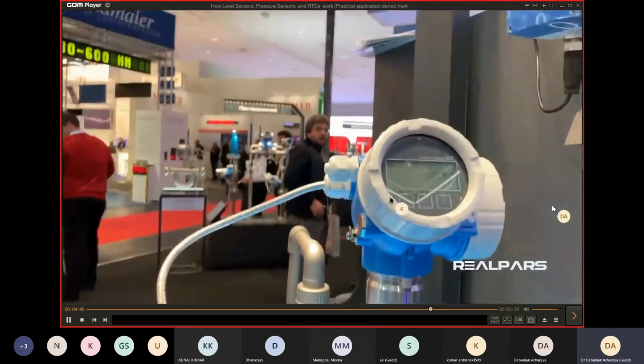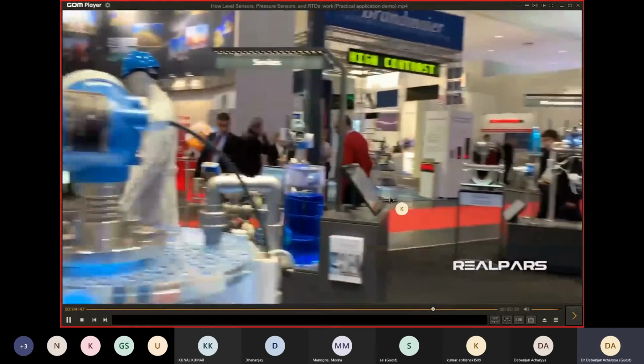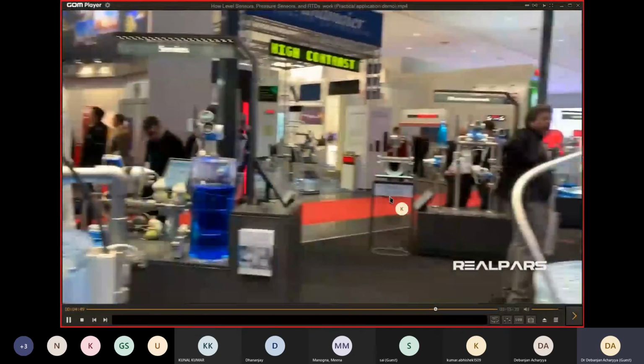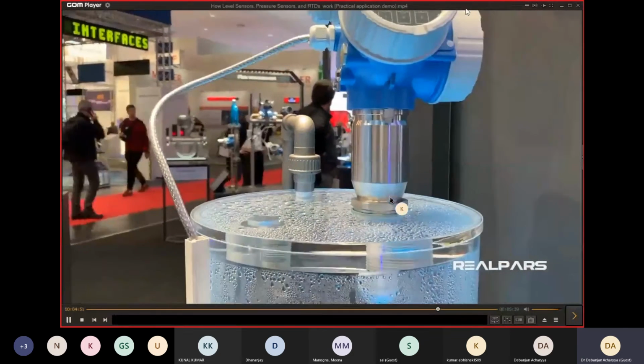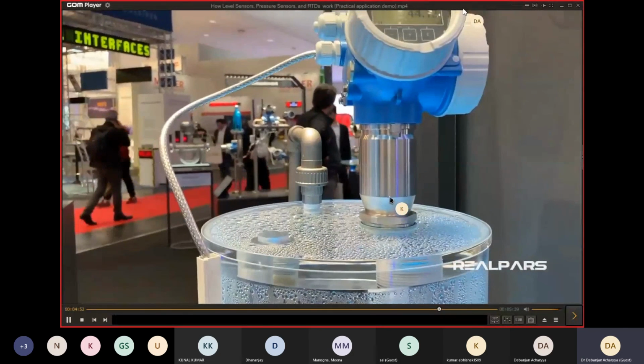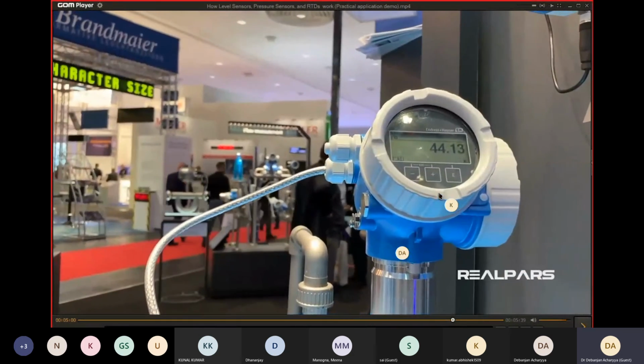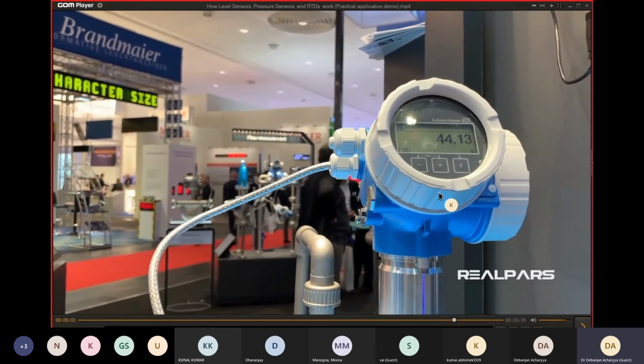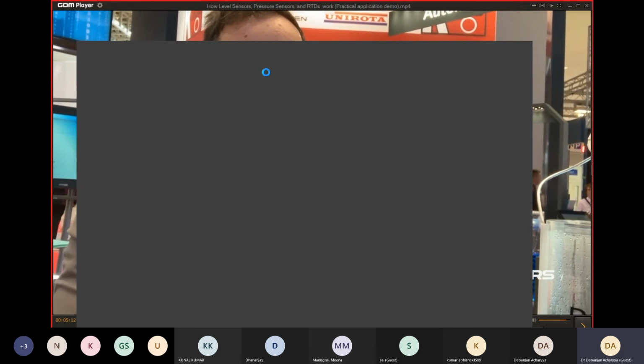This one, like the other one that we had here, also measures the level of the whole tank, not just at a point. This one measures the level of the tank at the bottom, but this one measures the level for the whole tank. Okay, so this was just a simple demonstration of how level sensors, level transmitters, and pressure transmitters work.